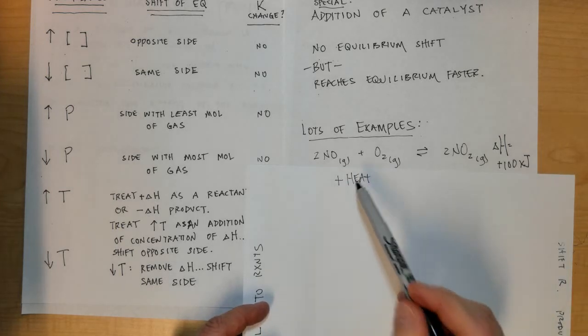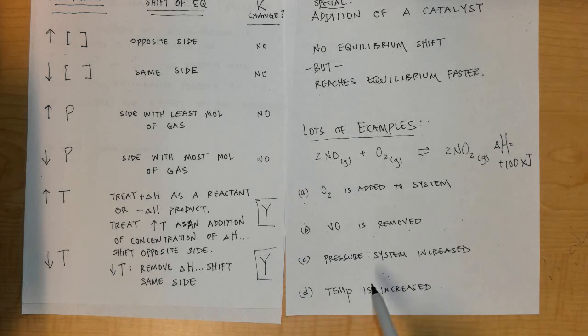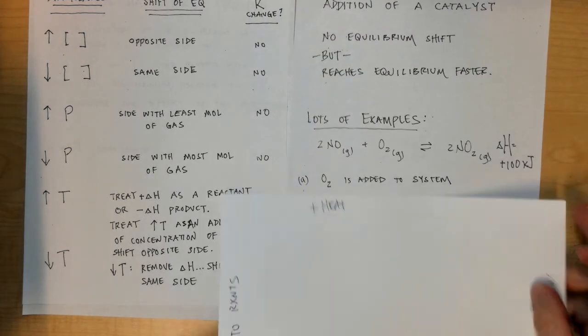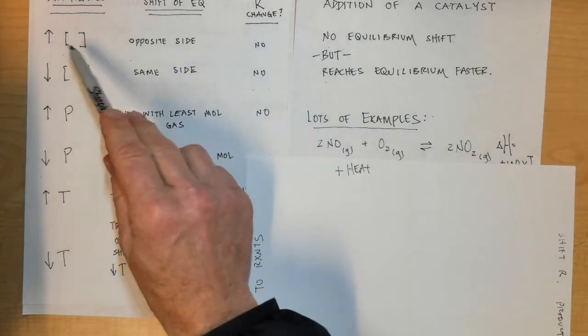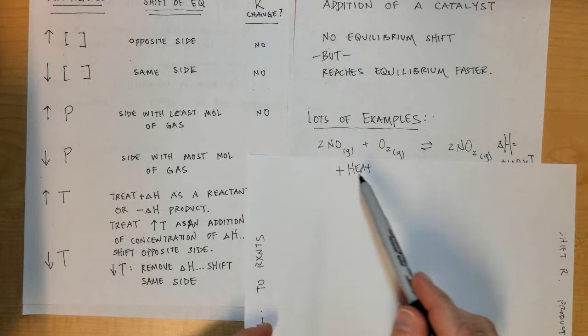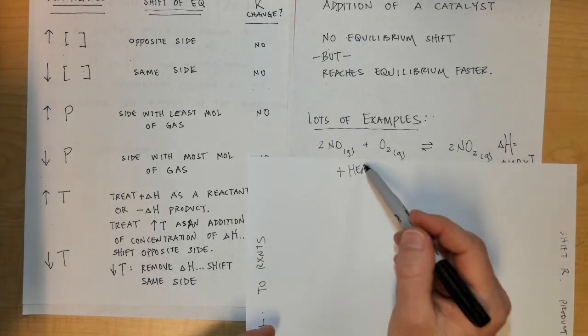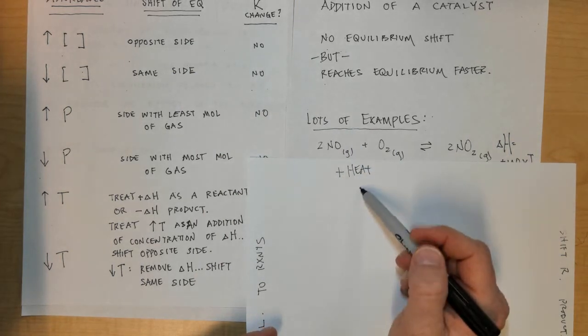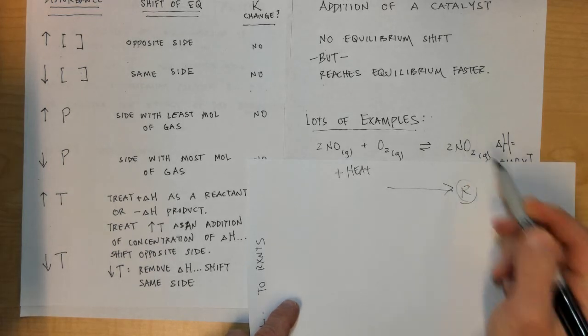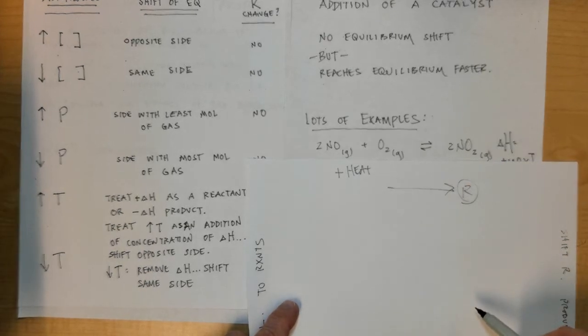Now that you know heat is a reactant, you can increase the concentration of that reactant. And so if I increase the concentration of something, what will happen to it? It will shift to the opposite side. And so if I increase the heat of this reaction, it should shift to the right, and it should produce more NO2.